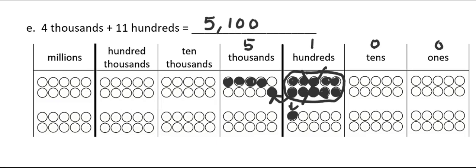This place value chart reinforces that idea that you cannot have 10 of any certain number in a place value. Once you reach that 10, then you need to compose it and move it over to the next highest place value.